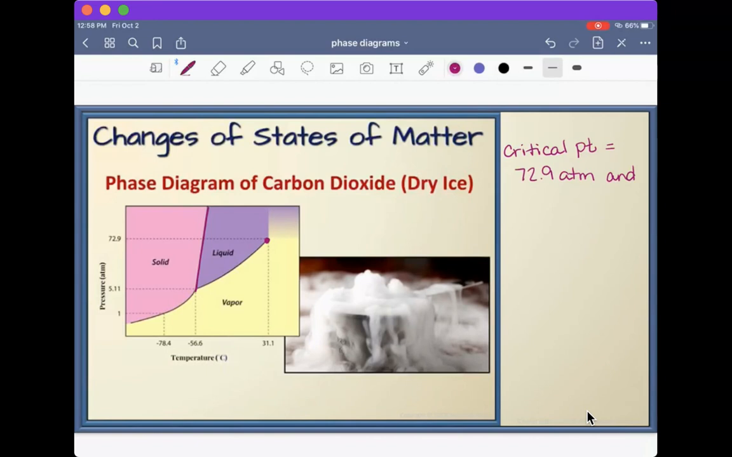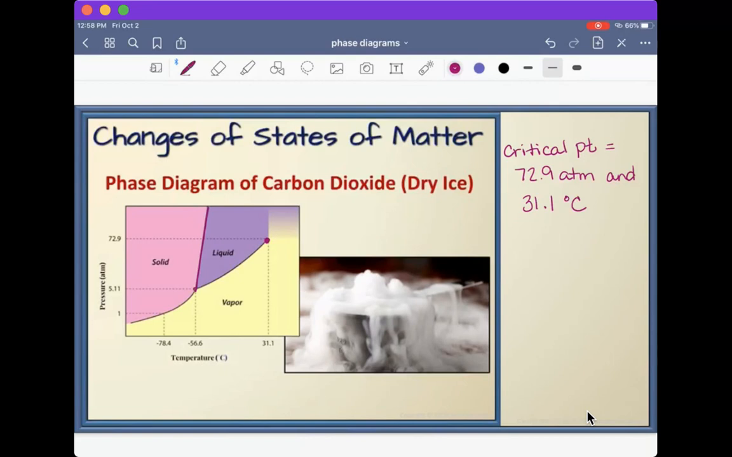And a temperature of 31.1 degrees Celsius. What that tells me is that the lowest pressure that the liquid can exist is at 72.9 ATM. Anything after that, no matter what I do to the temperature, it will be a vapor. So that's the critical point.